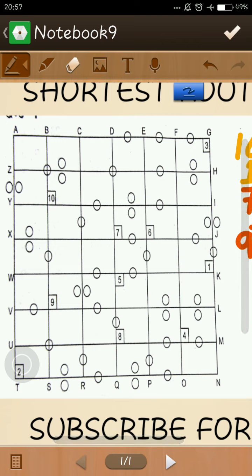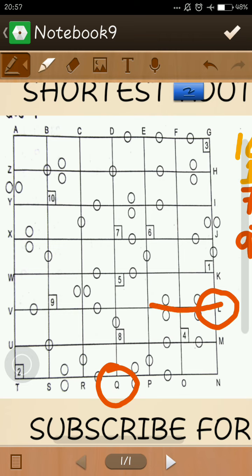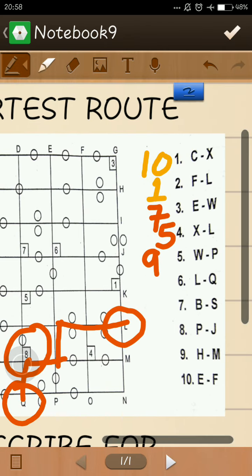Mark the 2 points L and Q. I have to find the shortest route, so I will go straight, take a left turn, and then a right turn, and then a left turn. In this way I will touch the house or platform number 8. So the answer for L to Q is 8.